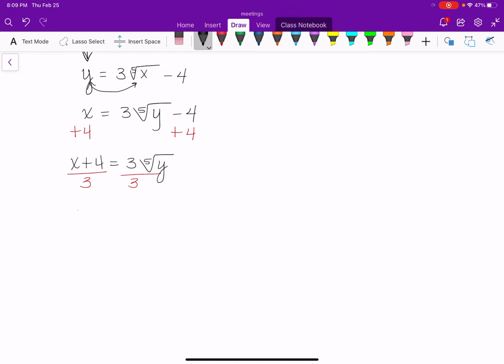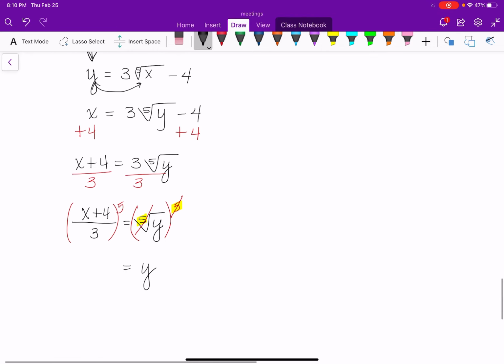So now we have x plus 4 over 3 equals the 5th root of y. And then the next thing we're going to do is raise this entire thing to the power of 5. The reason we're using the power of 5 is because I always want my root and my exponent to match each other, so they cancel each other out and leave just the variable underneath, in this case our y. Now, notice that when I raise the left-hand side to the 5th power, I used really large parentheses because that entire fraction, x plus 4 over 3, gets raised to the 5th power.